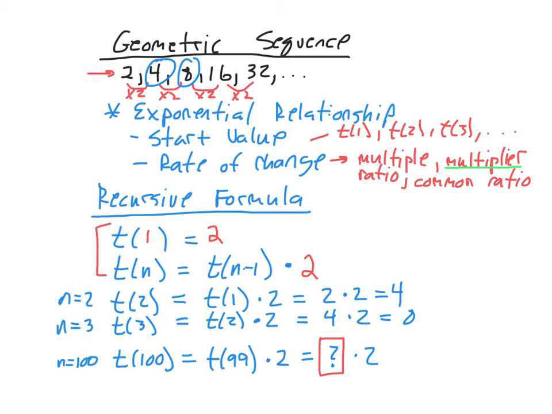The only way to get to the 100th term is to start at the beginning and go until I get to the 100th term. Why? Because the recursive formula requires the previous value to calculate the next one. That's why they invented explicit formulas. We're going to learn that next class.